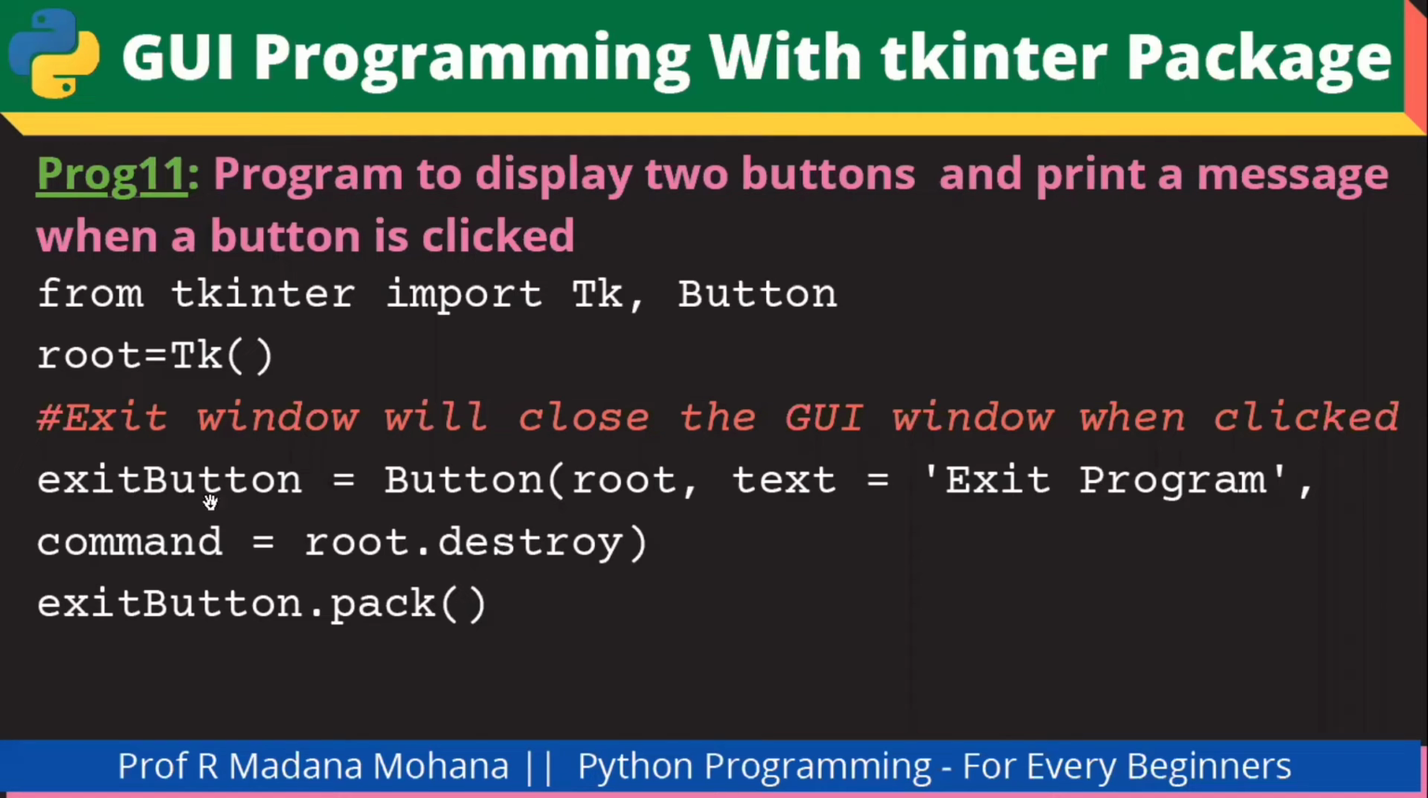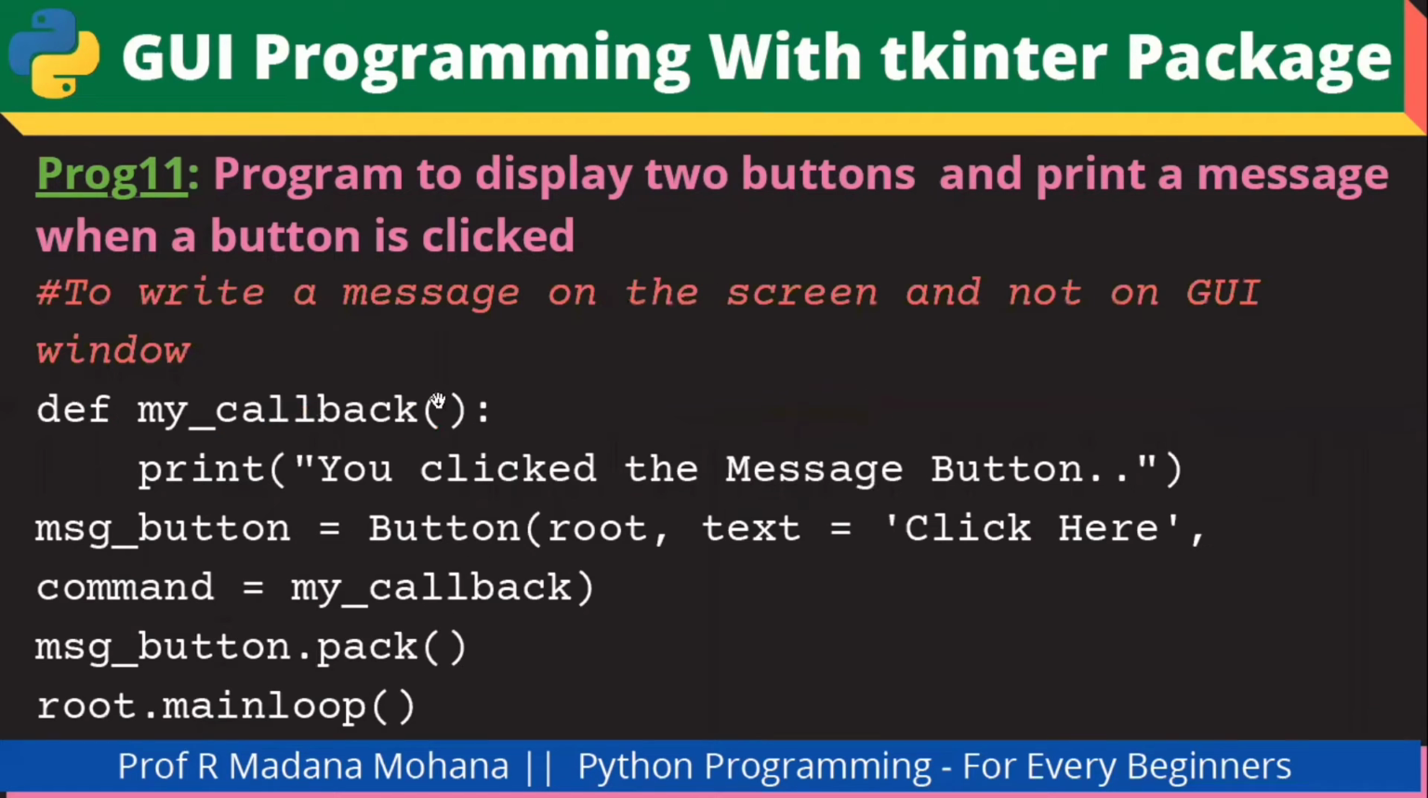So here exit_button is the object that can be taken from the class Button or method. exit_button = Button(root, text=whatever button name you want to give. So here we are giving "Exit program", or simply "Exit" also, whatever you want. Now the command to make this work: command = root.destroy. For closing, you can use the destroy method. Then you can pack this one, exit_button.pack. This is for creating the exit window button.